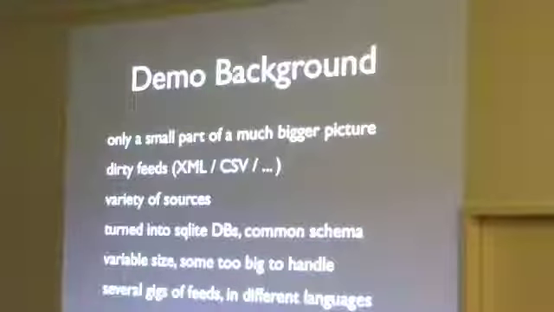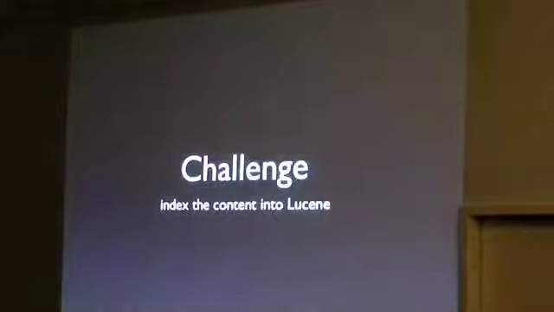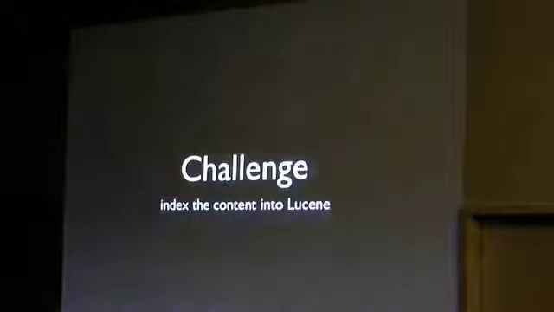So I've defined a common schema for all the crap that I get, and I turn every single feed into an SQLite DB, so that I can actually run some queries onto my SQLite DBs and basically do some useful stuff with them. These SQLite DBs end up being of variable sizes. Some are a bit too big for comfort. And all in all, I've got several gigs of feeds in different languages. And my challenge is to index all that stuff into Lucene, so that I can make the retrieval pretty fast and do all sorts of cool stuff with Lucene.